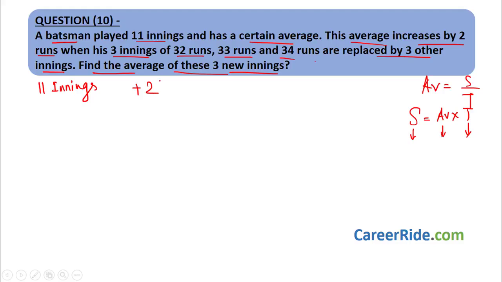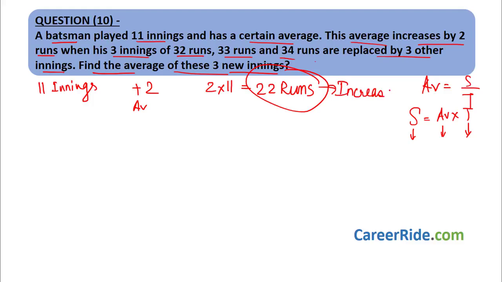Since the average is increasing by 2 runs, each individual inning must increase by 2 runs. So how much is the total increase? That is nothing but 2 into the total number of innings, 11, that is 22 runs. So 22 runs is the increase in the number of runs. Now what they say is that the 3 old innings are replaced by 3 new innings. Since the new innings are causing the average to increase, what must they compensate for?